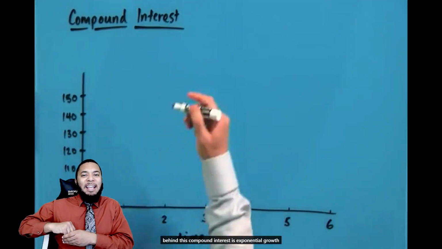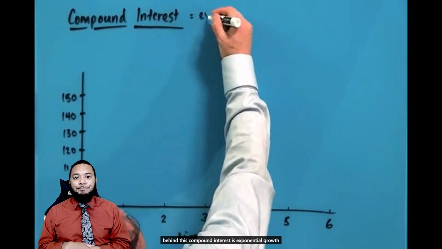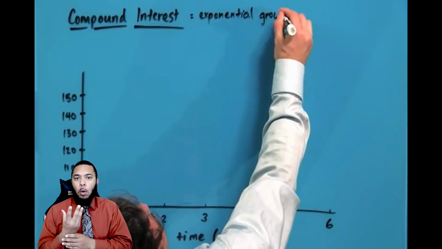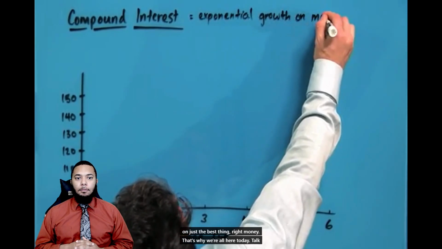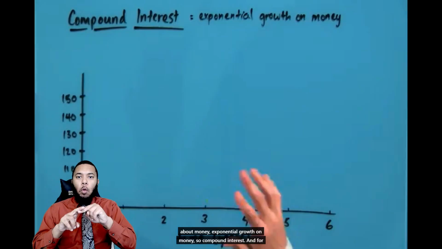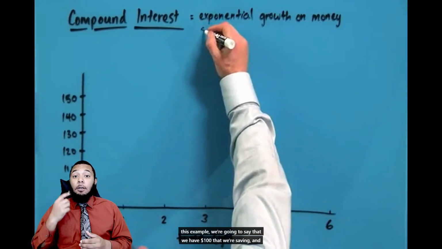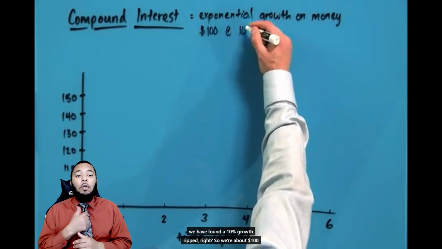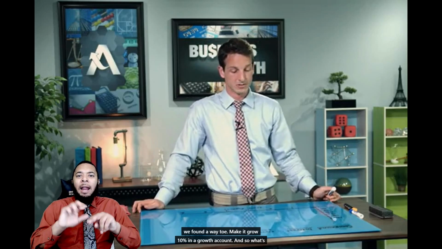So compound interest is exponential growth. Just the best thing, right? Money. That's why we're all here today, talking about money. Exponential growth on money. So compound interest. And for this example, we're going to say that we have $100 that we're saving, and we have found a 10% growth rate. So we've got $100, and we found a way to make it grow 10% in a growth account.